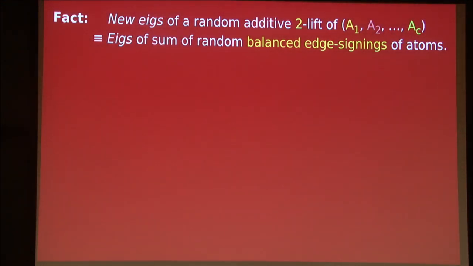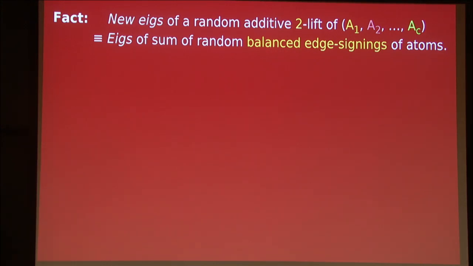Okay, so now we're only going to focus on random additive two lifts of a collection of atoms. And like in the regular lifts, a pleasant thing happens with two lifts: they basically become equivalent to something to do with edge signings, which is an even simpler concept than lifts. So it's a fact that the new eigenvalues when you do a random additive two-lift of a bunch of atoms are distributed the same as all the eigenvalues of a sum of random balanced edge signings of the atoms. So I'll say what that means.